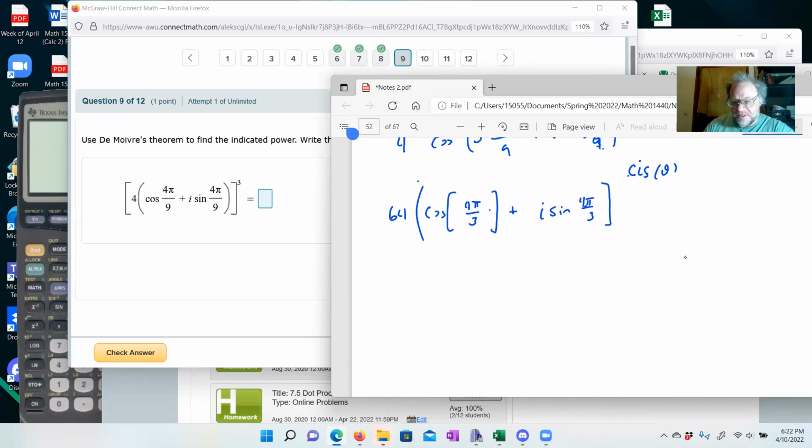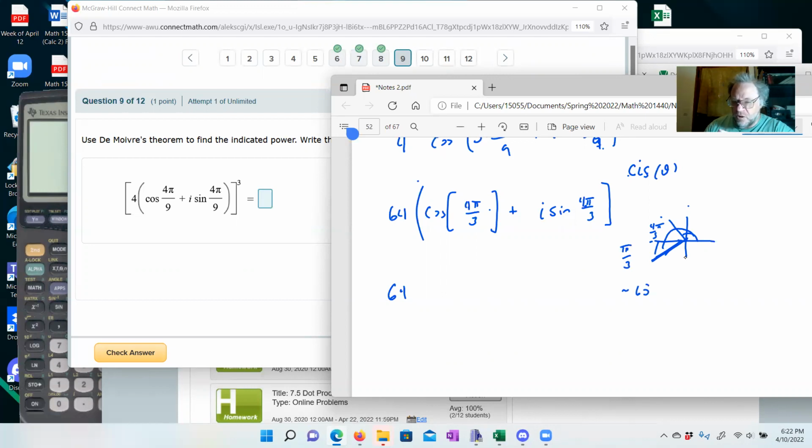Okay, so 64, what is the cosine? Where is cosine? What is 4 pi over 3? This is 2 pi over 3, 3 pi over 3, and this is 4 pi over 3. It's down here. And it's 4 pi over 3. What's the reference angle? Reference angle is pi over 3, or 60 degrees.